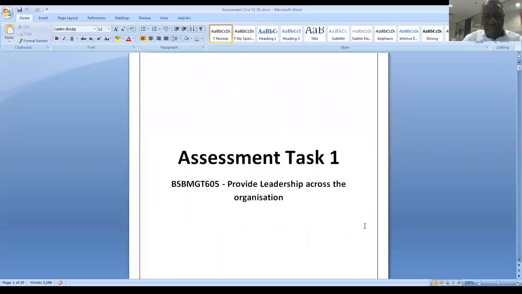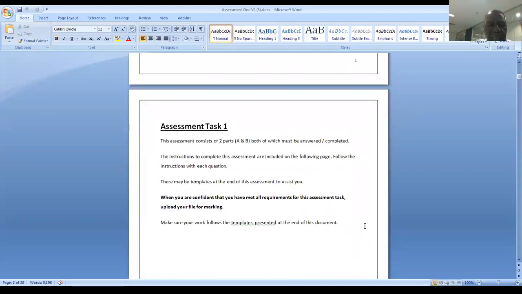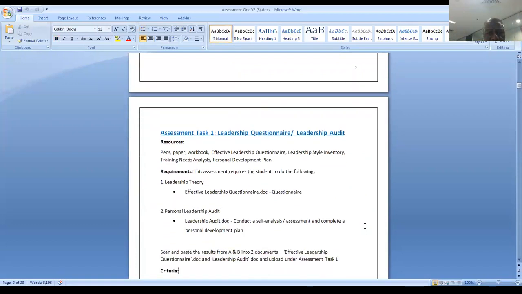Assessment 1, let's go and open it now and see. Let's start on your new share, and let's go to assessment 1. Right. Assessment task 1. The assessment has 2 parts, A and B. And the instructions to complete this assessment are included on the following page. There you go. And now we go to assessment task 1. So you need pens, paper, workbook. The effective leadership questionnaire is in here. These are the resources given.